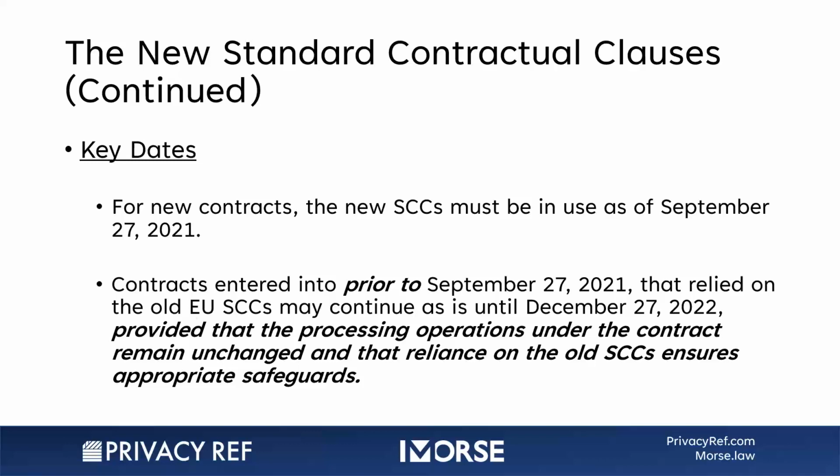Okay. For new contracts, though, the new standard contractual clauses must be in use as of September 27, 2021. So if you're entering into new contracts, starting September 27, 2021, you're going to have those new standard contractual clauses attached. Yep. Just as a follow-up, you used the phrase "provided processing remains unchanged." This individual is looking for some clarification on what that means.